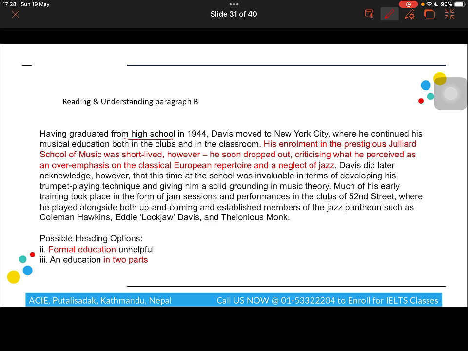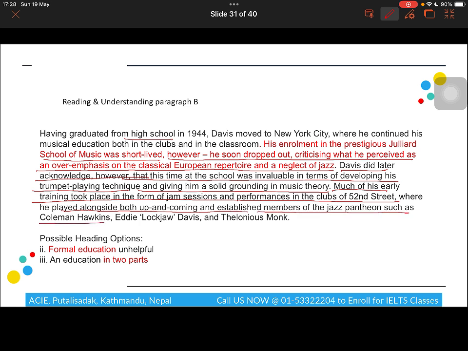Then we go on to read: his enrollment in the prestigious Juilliard School of Music was short-lived. However, he soon dropped out, criticizing what he perceived as an overemphasis on the classical European. And Davis did later acknowledge, however, that his time at the school was invaluable in terms of developing his trumpet playing technique and giving him a solid grounding in music theory. Much of his early training took place in the form of jam sessions and in the clubs of 52nd Street, where he played alongside both up and coming and established members of the jazz pantheon such as Coleman, Eddie Davis, and Monk.